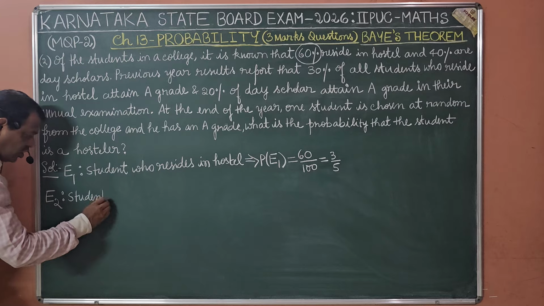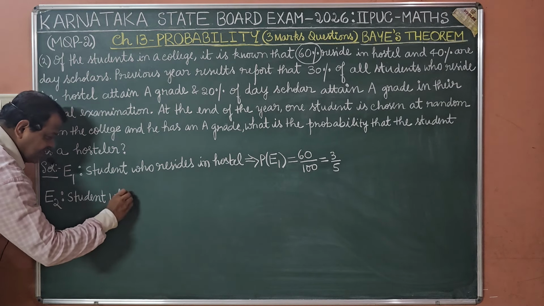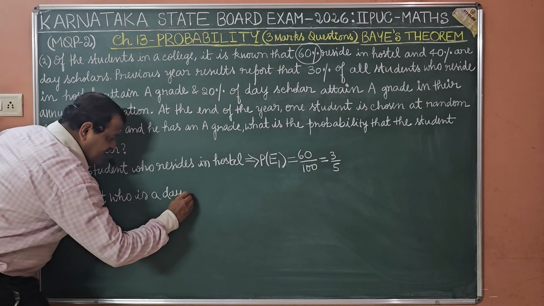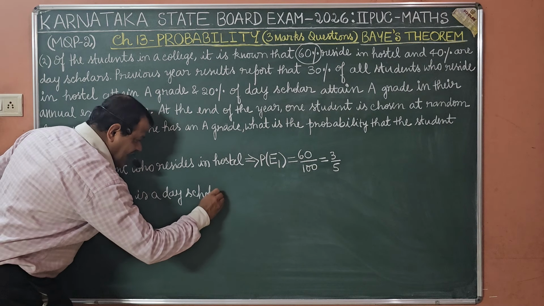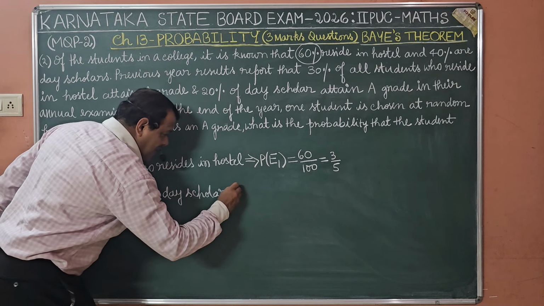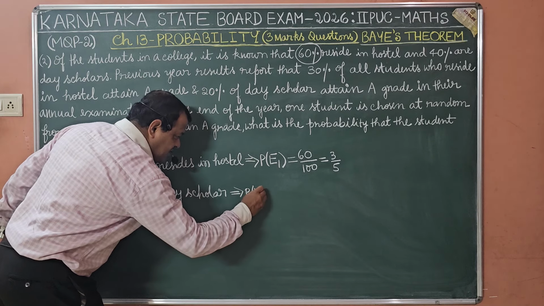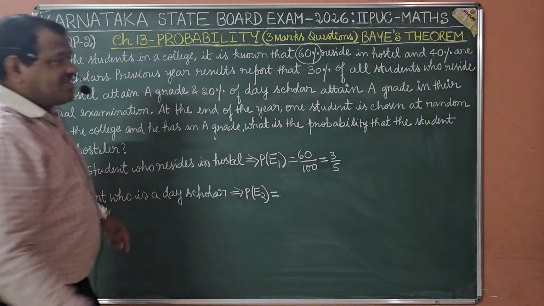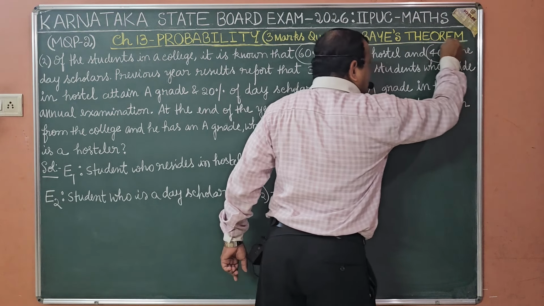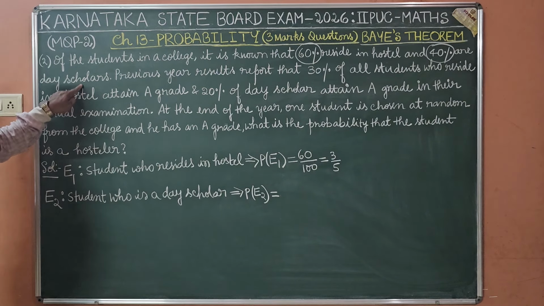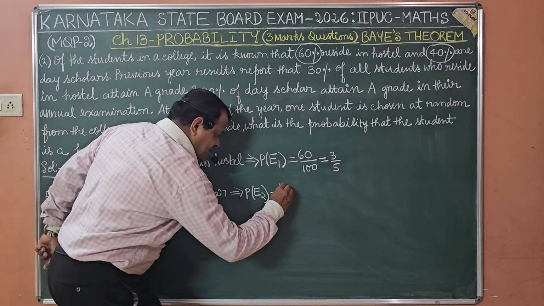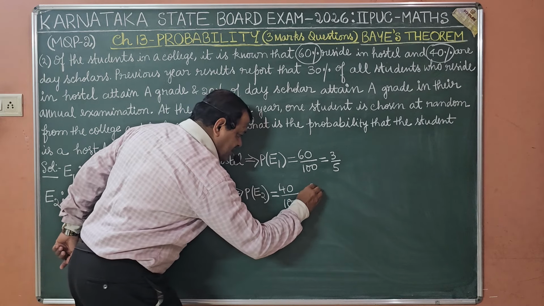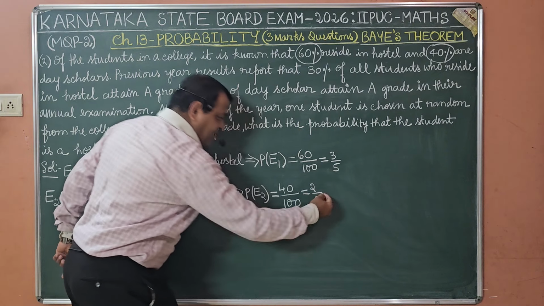Event E2, student who is a day scholar. See, student who is a day scholar. Let us see what is the probability of occurrence of event E2. See, how many day scholars are there? Say here, 40% are day scholars. So it is 40 by 100 we should write. 20 goes in 40 2 times, in 100 5 times.